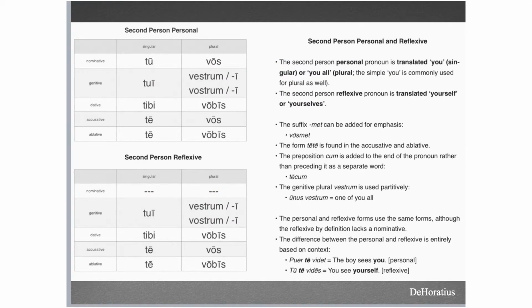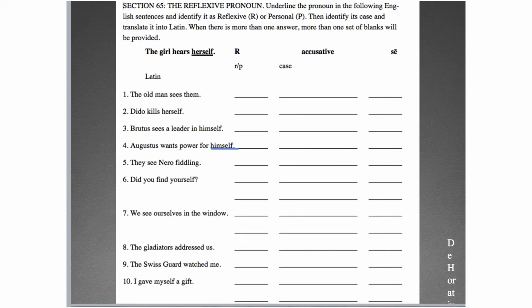All right, this is second person. Same things apply in terms of personal versus reflexive and how you determine whether it's personal or reflexive. But the forms are the same for both the personal and the reflexive. All right, so let's just deal with some English first. Here we're just identifying the pronouns as personal versus reflexive. All right, so the old man sees them.